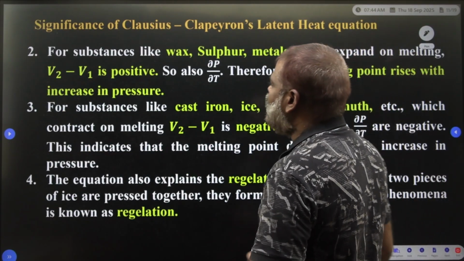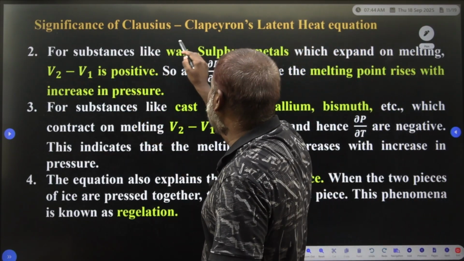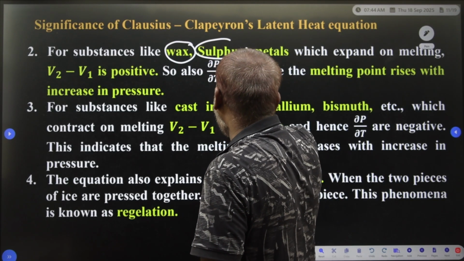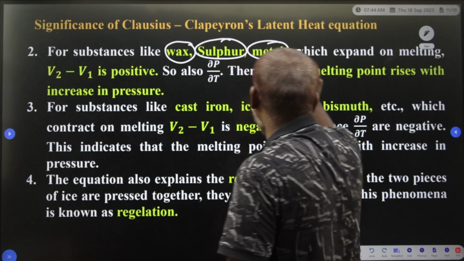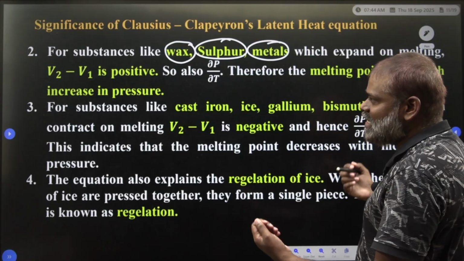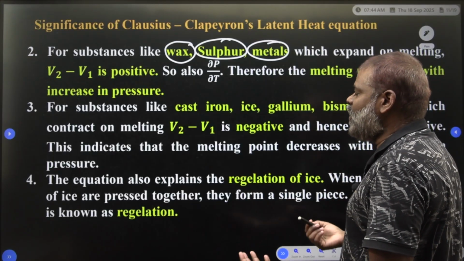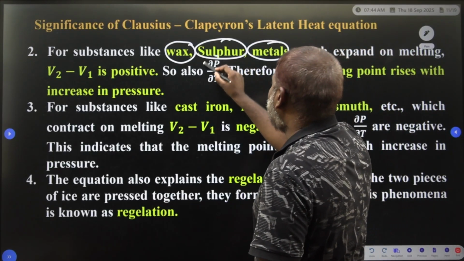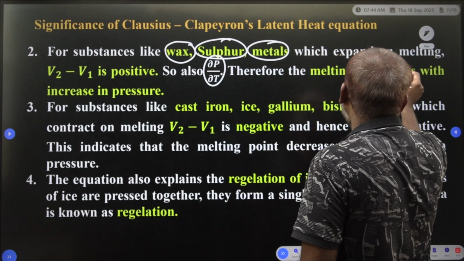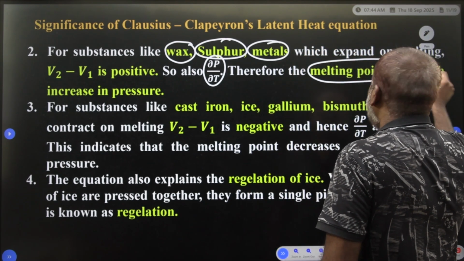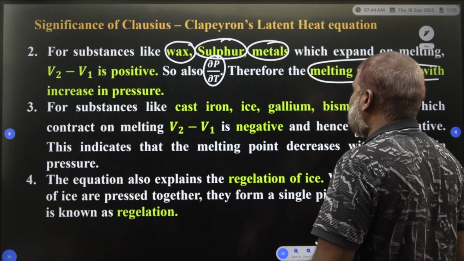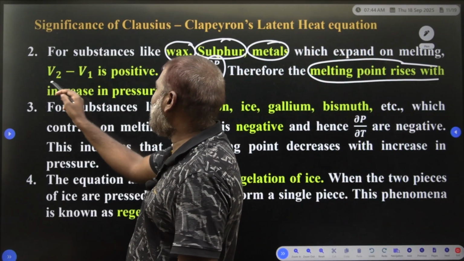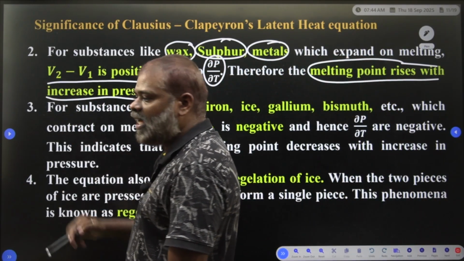Clear? Not only that, for substances like wax, sulfur and metals, which expand on melting, V2 − V1 is positive. So here also the melting point rises with increasing pressure.